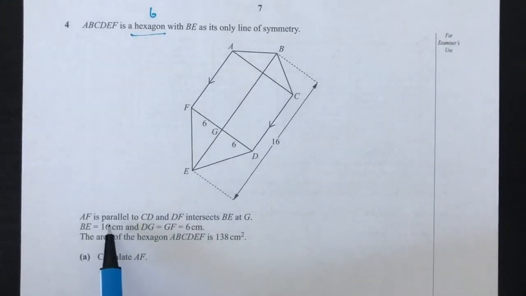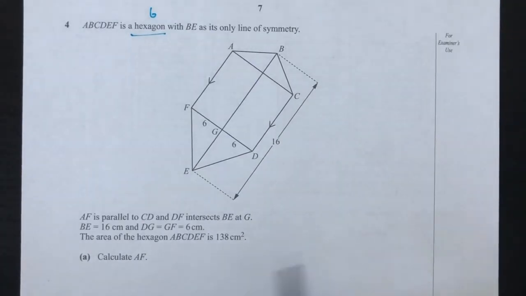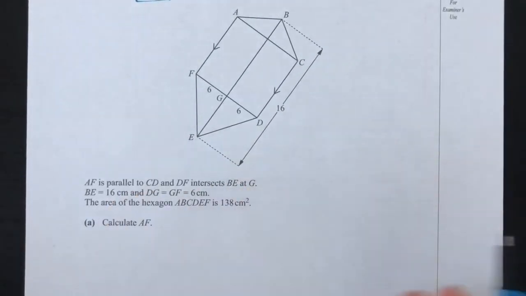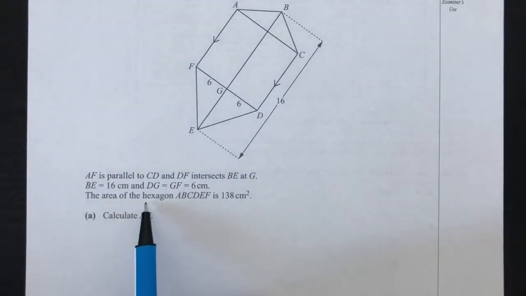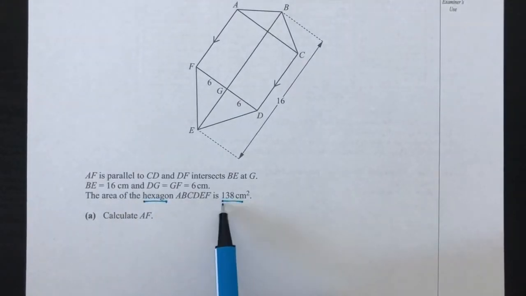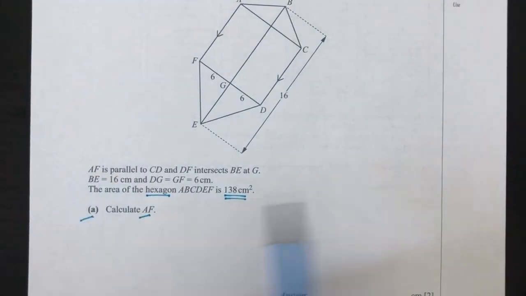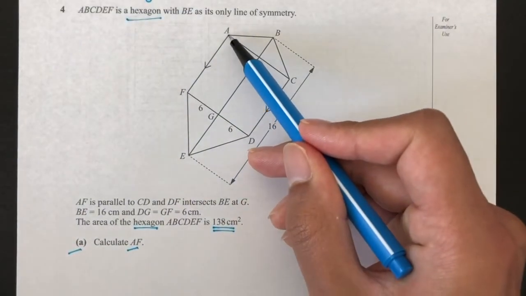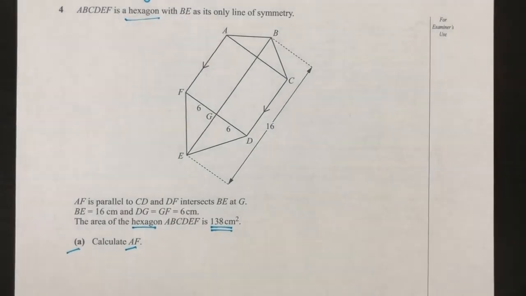Now AF is parallel to CD, so AF and CD are in the same direction. Now this is just information that we need to know, and this one is very important. It says the area of the hexagon is 138 centimeters square. So question number 1, calculate AF. So where is AF? AF is this side, right? So how would you find the value for AF?